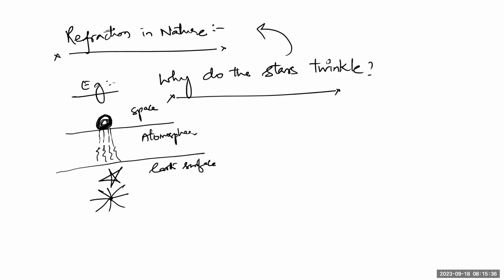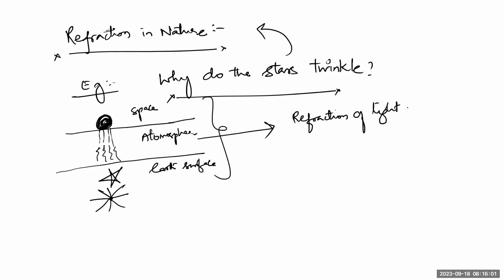So this mainly happens because of the refraction of light. Listen carefully now. Where does that refraction happen? The refraction of light happens here in the atmosphere. Whenever it comes to the atmosphere, you can see that the refraction of light takes place in the atmosphere.